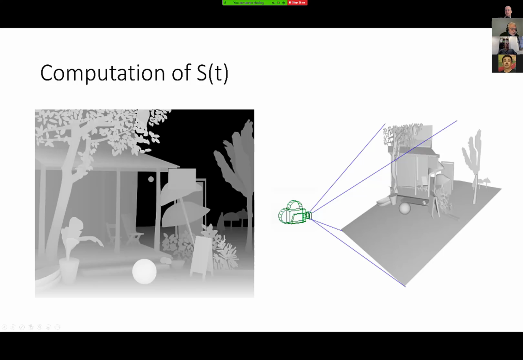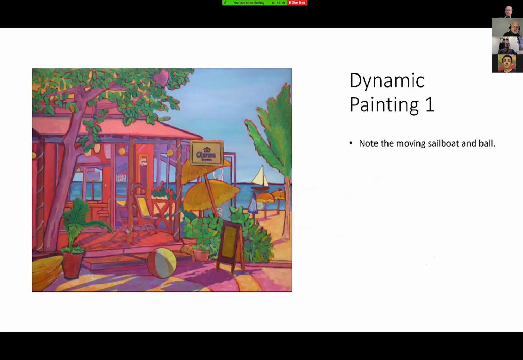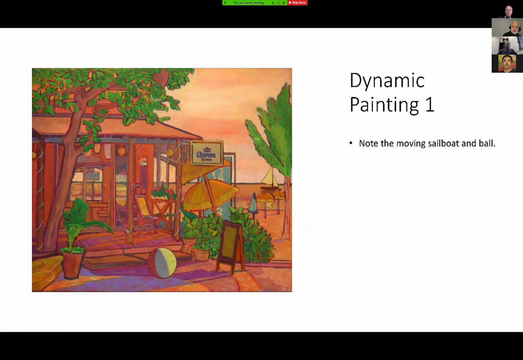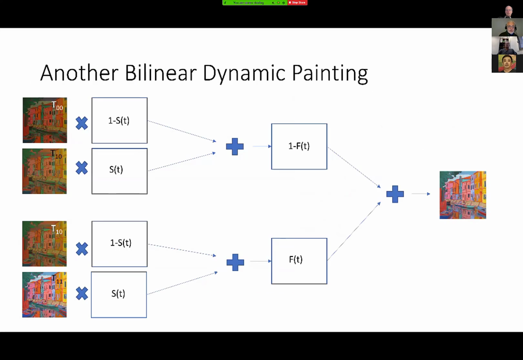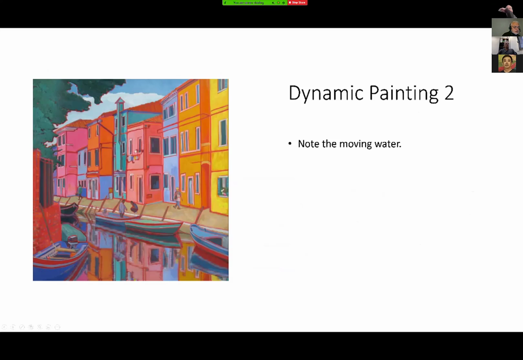So once we have that, we got this video of the animation of this particular one. You see that sailboat is moving. You see the reflection of the sailboat, etc. So this is another bilinear painting from the same artist, and the same kind of stuff. This is Venice, and let me show you that one is a little bit more interesting because we have the reflections also in this one.